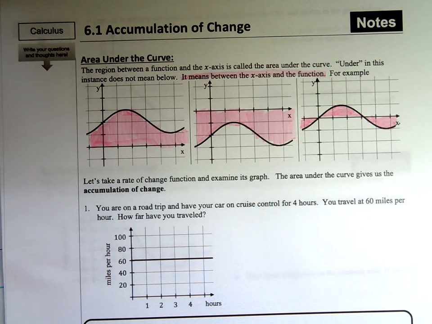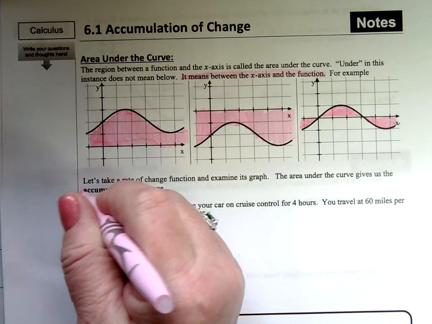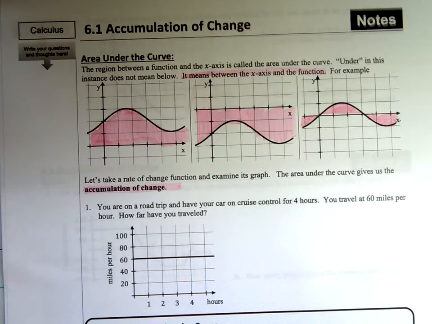Now, let's take a rate of change function and examine its graph. The area under the curve gives us the accumulation of change, how much change is going on. So this accumulation idea is going to be important to us today too. You're on a road trip and you have a car on cruise control for 4 hours. You travel at 60 miles per hour. How far have you traveled? And so you have a graph here. You're 60 miles an hour. It never changes. Oh my goodness, I hope you didn't need a potty break.